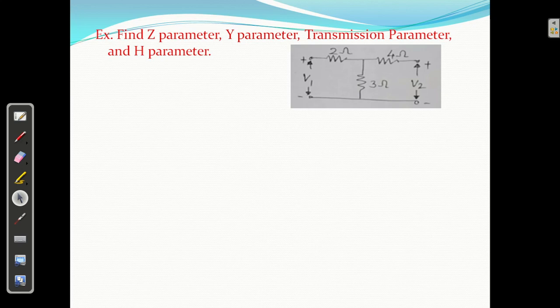Okay, so first of all I have given this problem. I am going to find the Z parameter.